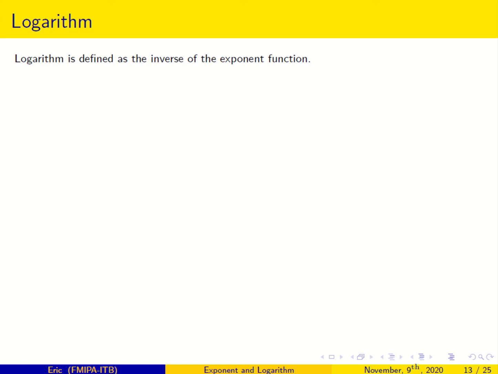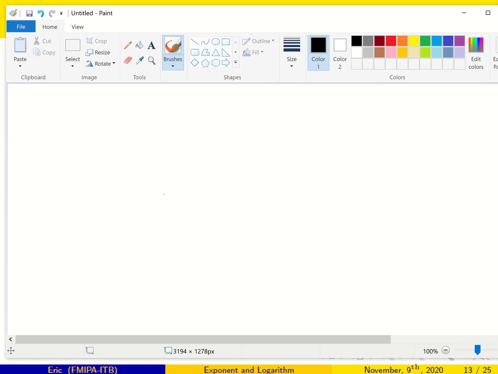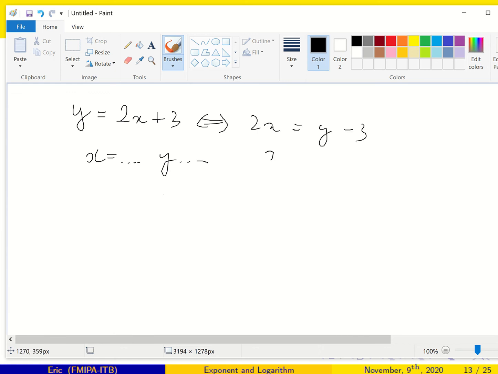So logarithm is defined as the inverse of the exponent function. I can imagine it like this. Don't forget, if you have, maybe, y equals 2x plus 3, how do I find the inverse? I just have to switch y and x. I want to find x as a function of y. This is the same as 2x equals y minus 3, so x equals (y minus 3) divided by 2.